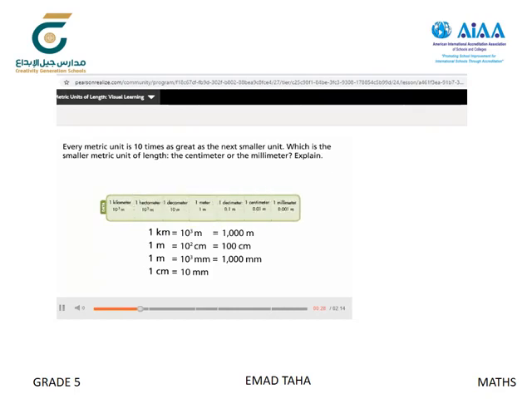Which is the smaller metric unit of length, the centimeter or the millimeter? Explain. The millimeter is smaller. 1 meter equals 1,000 millimeters, and 1 meter equals 100 centimeters. So there are more millimeters in a meter.